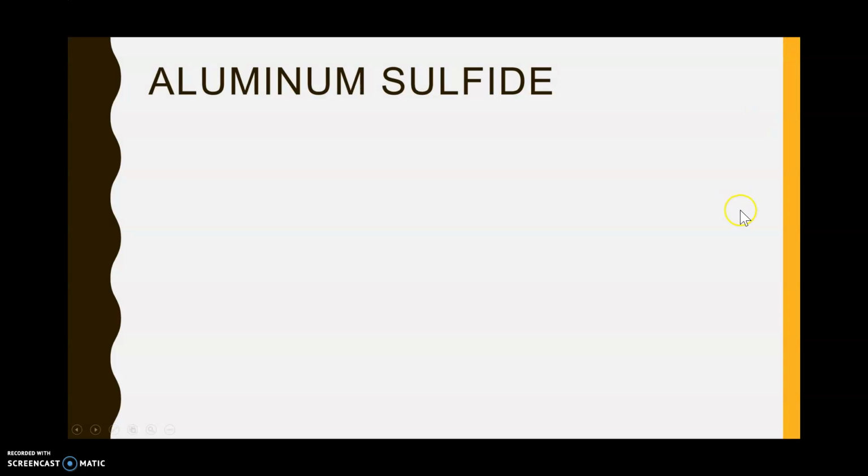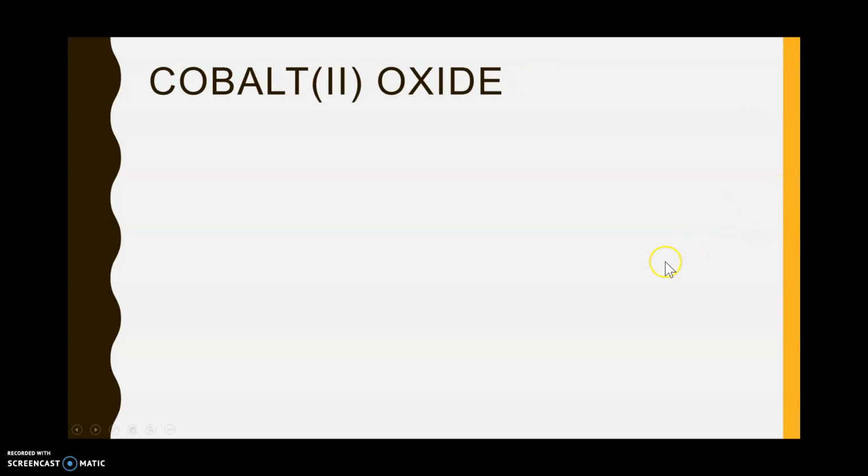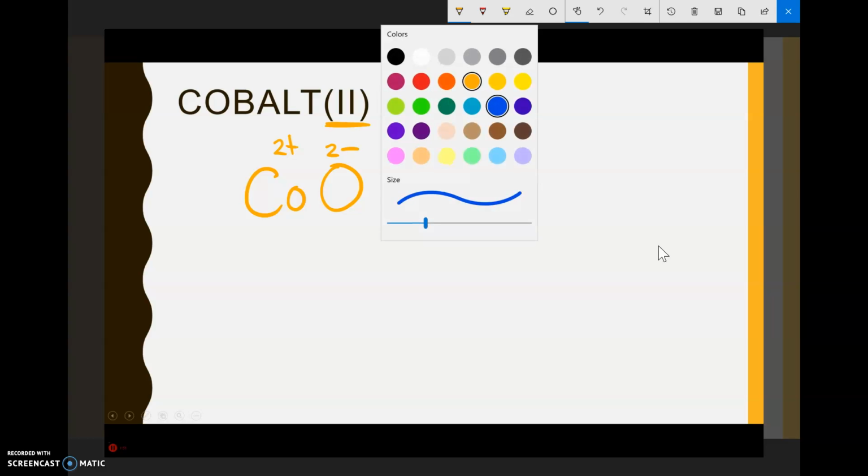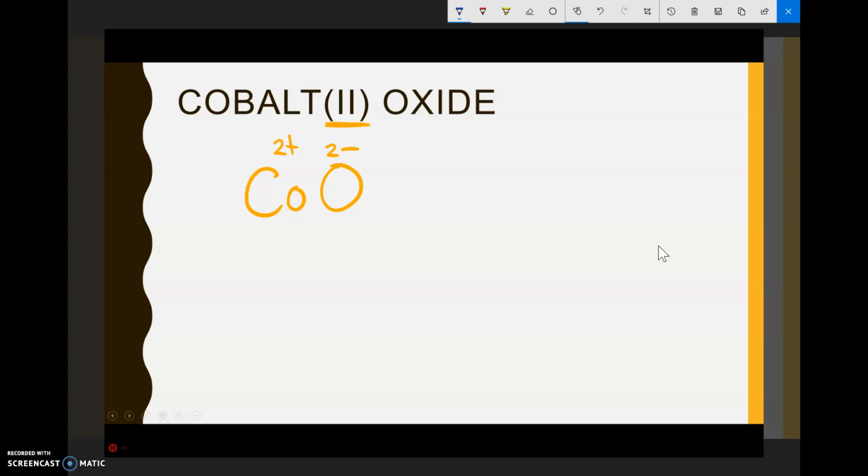Let's do another example. Let's do cobalt(II) oxide. So once again, do the symbol and charge. So cobalt, Co, charge is a +2 because of the Roman numeral. And then oxide has a -2 charge because of the fact that it's in group 16. So here notice that your charges are the same numerical value, but opposite charge. So what happens is they just cancel.